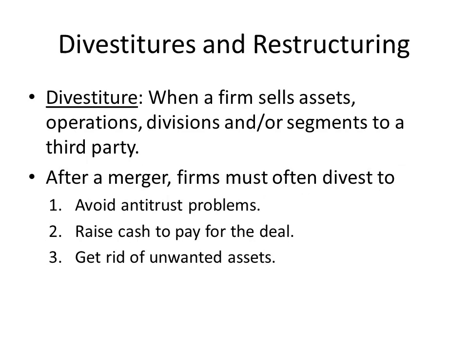Now we'll talk about divestitures and restructuring. What's a divestiture? That's when a firm sells assets, operations, divisions, and/or segments to a third party. Why would a divestiture happen? Well, usually after a merger, a firm will need to divest some assets, first of all, to avoid antitrust problems. For instance, when Exxon and Mobil merged, they had to sell some gas stations to third parties to avoid having a monopoly on gasoline in certain areas of the country. Secondly, to raise cash to pay for the deal.